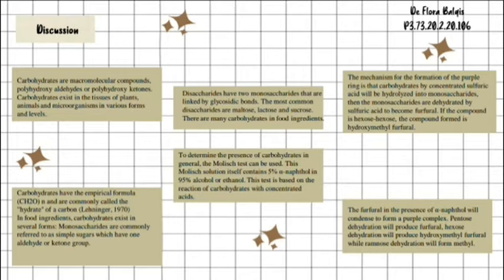Carbohydrates have an empirical formula and are commonly called hydrates of carbon, from Leininger 1970. In food ingredients, carbohydrate exists in several forms. Monosaccharides are commonly referred to as simple sugars, which have one aldehyde or ketone group. The furfural in the presence of alpha naphthol will condense to form a purple complex. Pentose dehydration will produce furfural, hexose dehydration will produce hydroxymethyl furfural, while rhamnose dehydration will form methyl furfural.